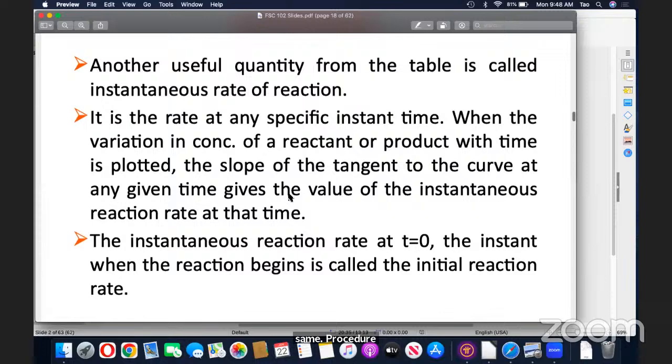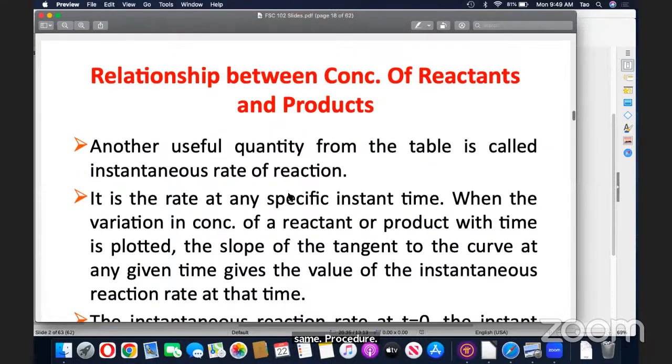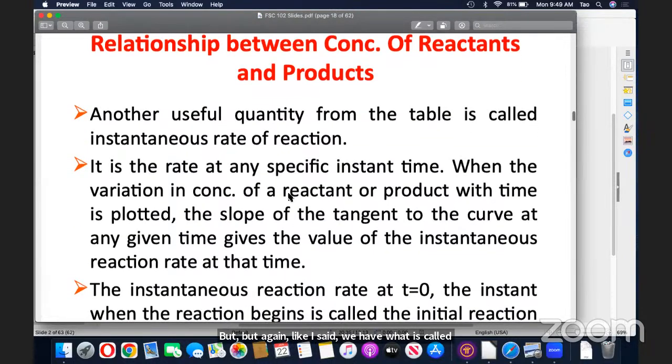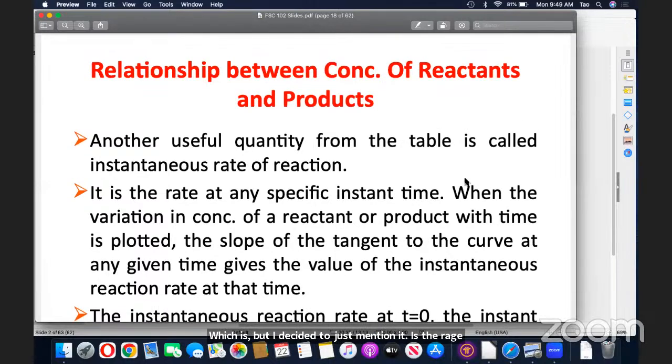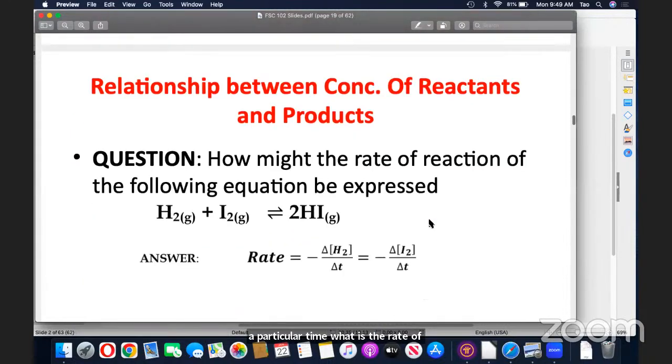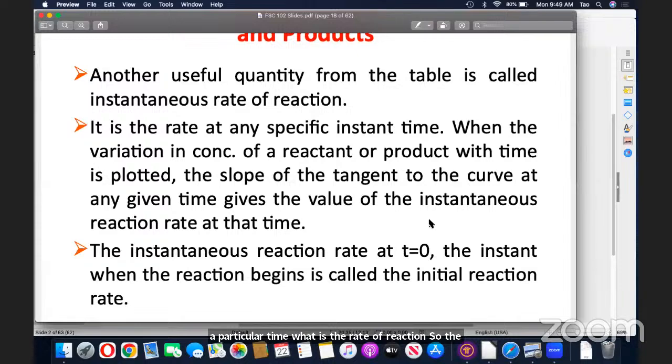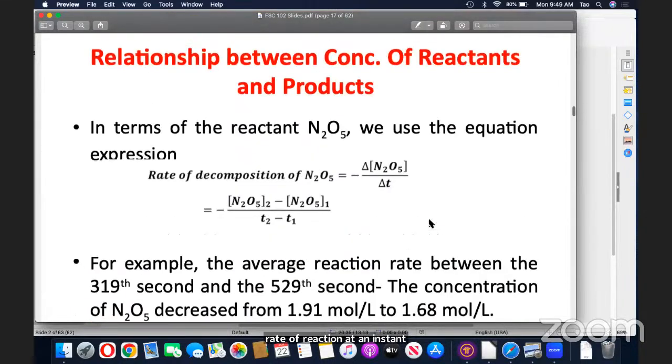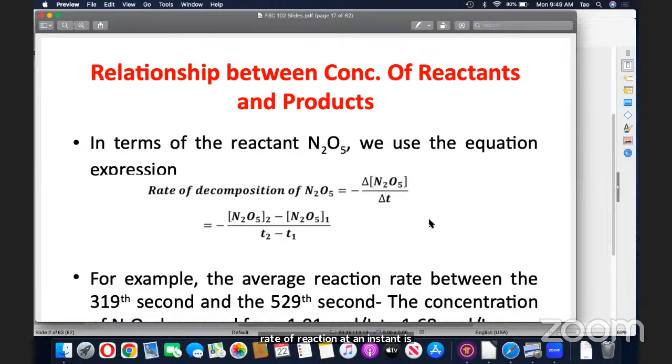But again, like I said, we have what is called instantaneous rate of reaction, which I decided to just mention. It is the rate at any specific time. When you say instantaneous, at an instant, because that is what instantaneous means. At a particular instant, at a particular time, what is the rate of reaction? Remember, this is average. We're saying from a particular time to a particular time. At an instant, it's going to tell you a particular time.